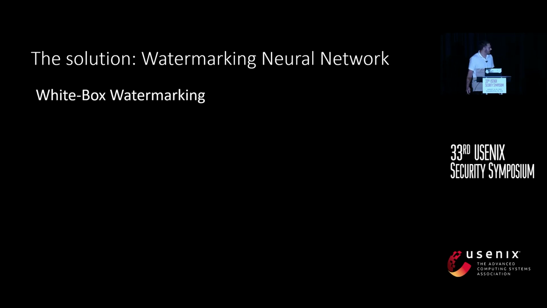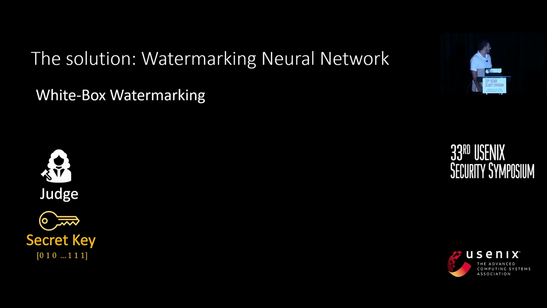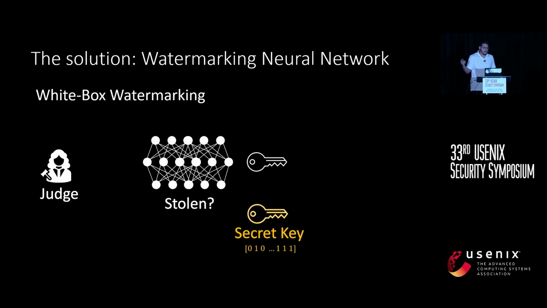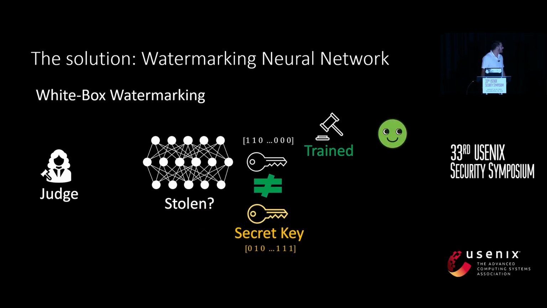The other watermarking approach is white box watermarking. In this case, the judge has a secret key, usually a bit string. And again, there is a model that we want to know if it has been stolen or not. This time, the judge has full access to the stolen model and can therefore inspect it and extract a key. We then compare the two keys. If they are different, then the model has been trained by someone else and has not been stolen. If they are similar or identical, then the model has been stolen.